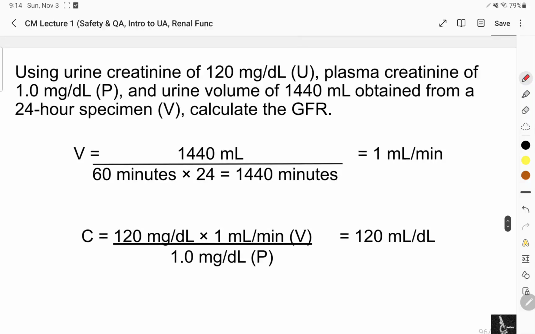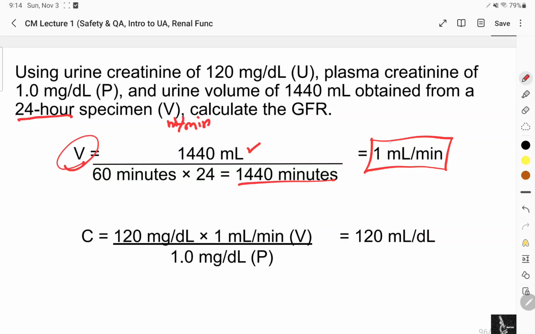For example, you have a urine creatinine concentration of 120 milligrams per dl, a plasma creatinine concentration of 1 milligram per dl, and a urine volume of 1,440 ml obtained from a 24-hour specimen. Calculate the GFR. First, you calculate the V. Again, V is ml per minute. So, 1,440 ml and 24 hours. How many minutes is 24 hours? 60 minutes times 24 hours, 1,440 minutes. So, your volume of urine is 1 ml per minute.